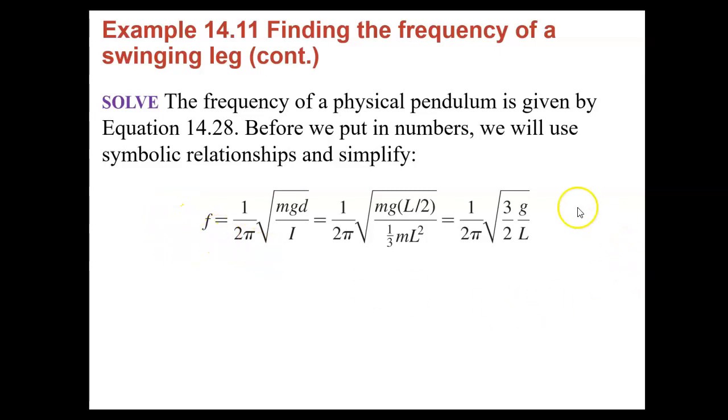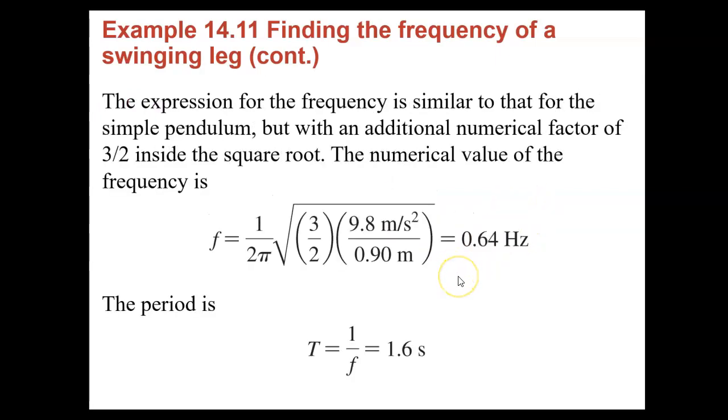Hopefully you can see where we got that. D is the distance from the center of mass to the rotation point, and that's half of the length of your object. I is your moment of inertia. We know our moment of inertia is 1/3 m L squared. So we can simplify the m's and the L's to get this. Okay, so the period and the frequency are thus.